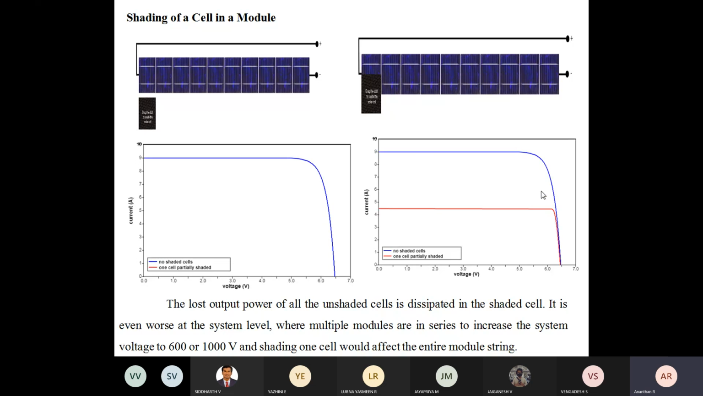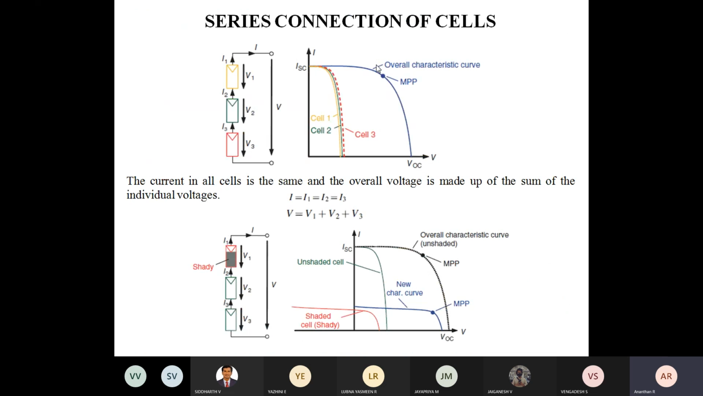What happens to the other cells? The other cells' open circuit voltage, everything, comes onto the shaded cell. Because of that, the temperature of the particular cell will increase and it may cause the following effects. Let me show the following graph, with the series connection again. If there is no shading, it can produce this much power. But if a single cell is shaded, your total power will be reduced from here to here. So we lost almost 60-70% of the energy from the single cell effect.